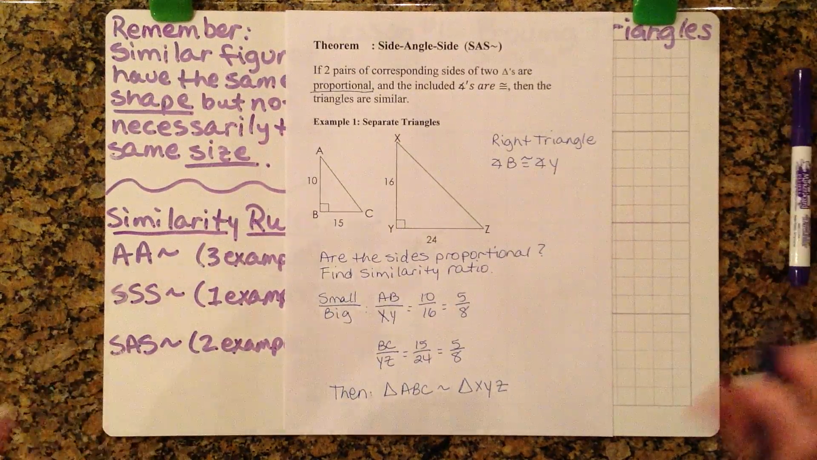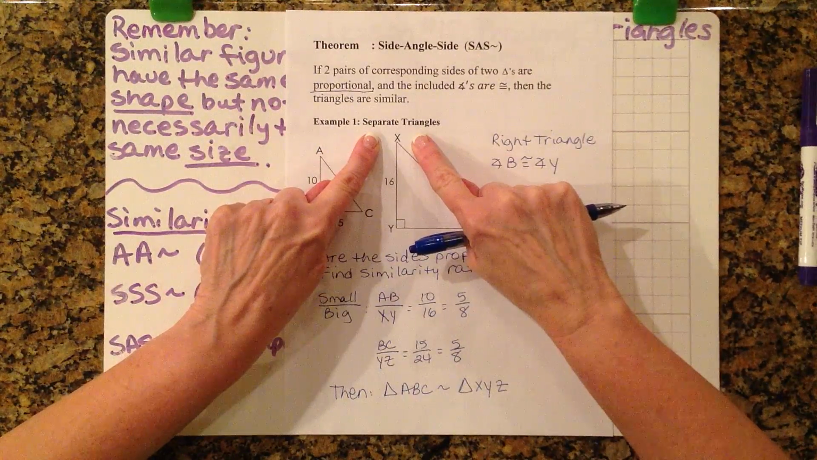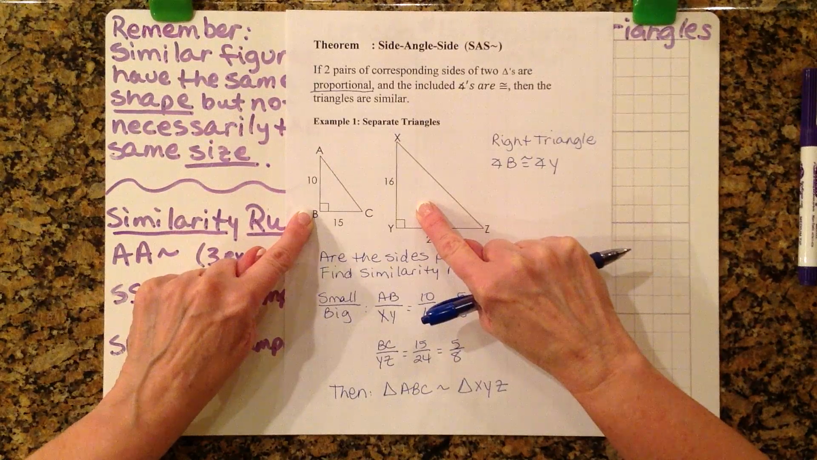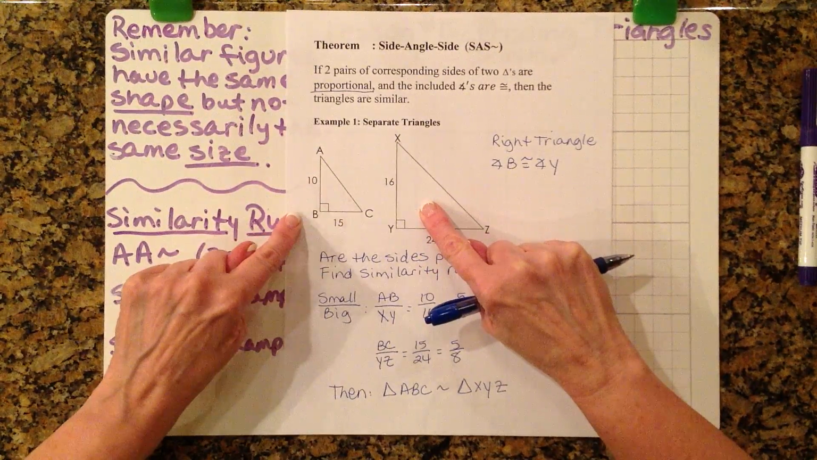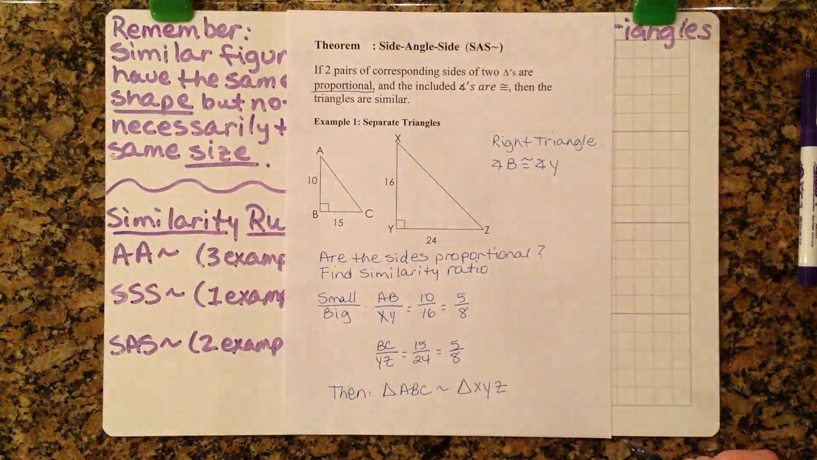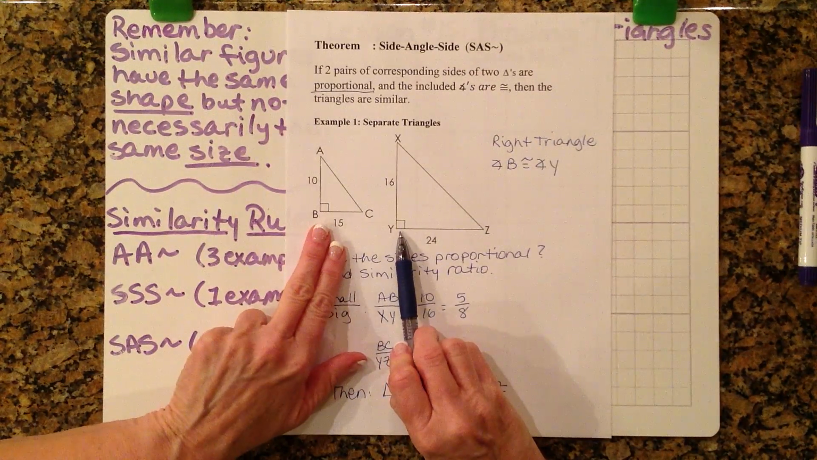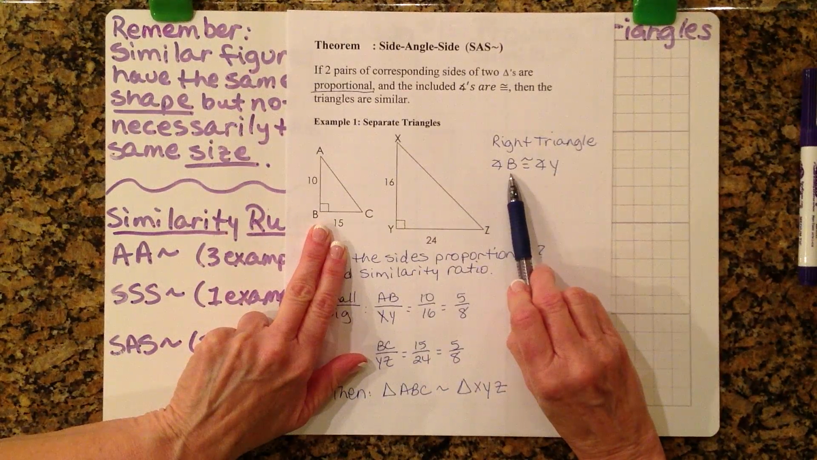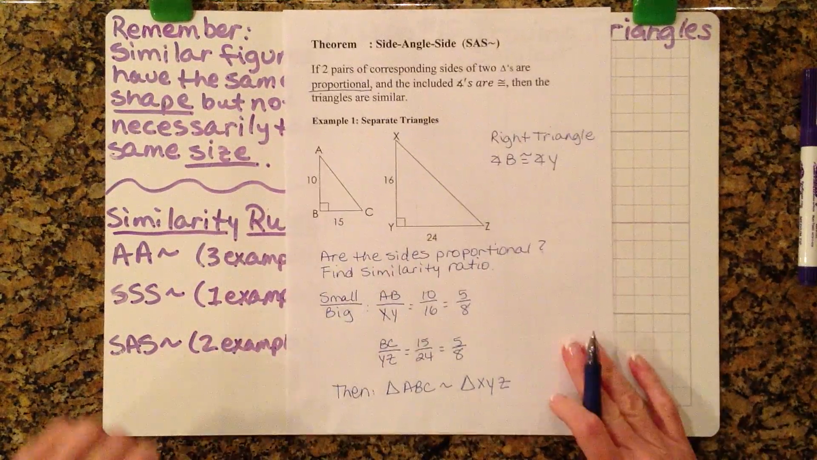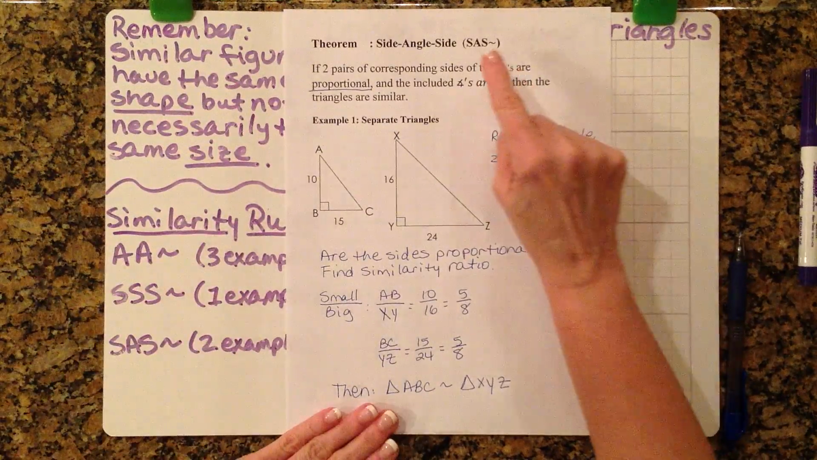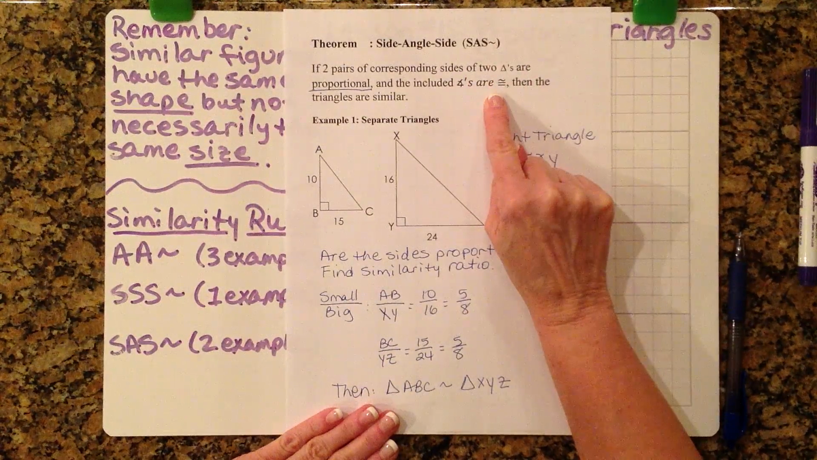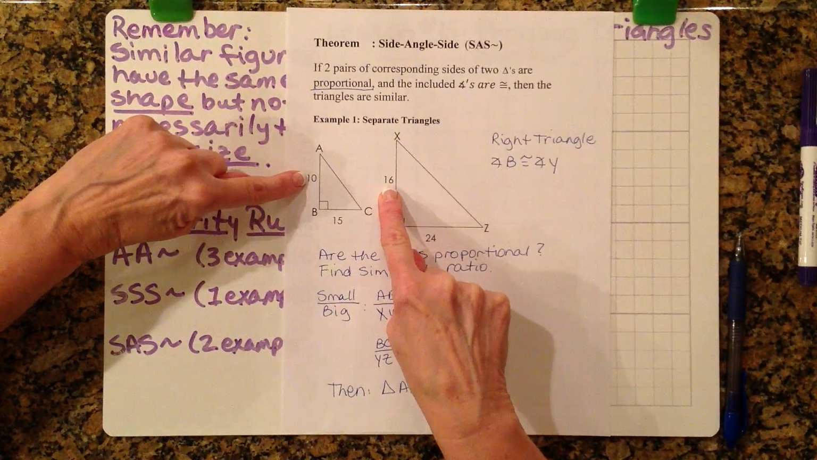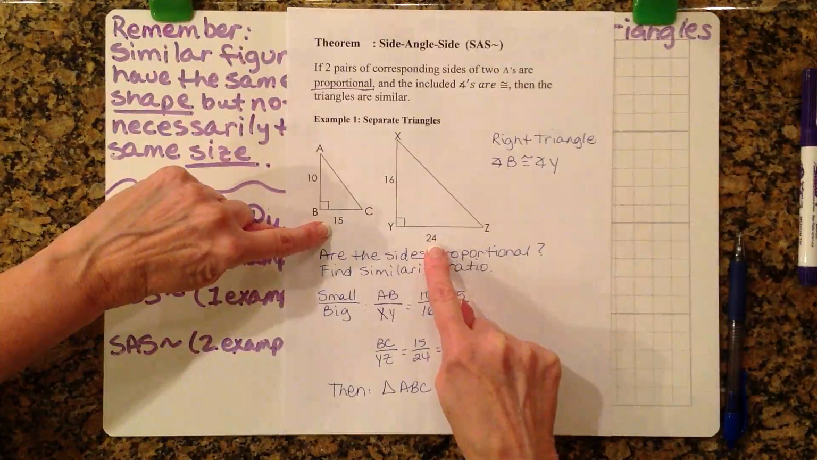Here's the first one, and it's where I have separate triangles. The triangles are not touching or connected to each other in any way. If you notice, I have a small right triangle, and then I have a larger right triangle. This tells me it's a right triangle because of that little square there. So I know that angle B is congruent to angle Y. So now I've got to check my two sides. I've already got the angle that's congruent. Now I've got to check the proportionality of that side, and then this side and that side.